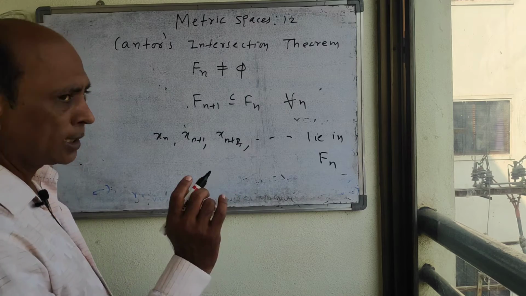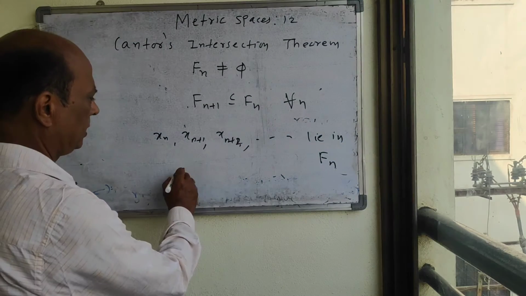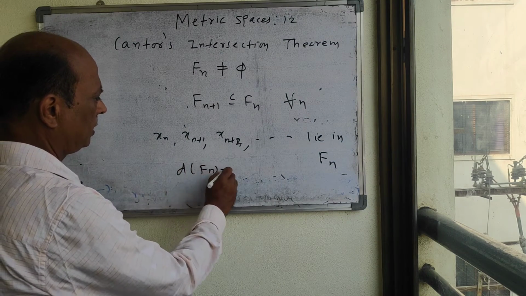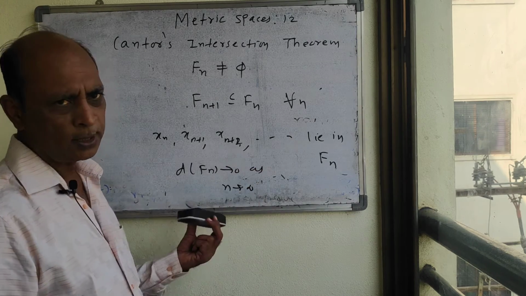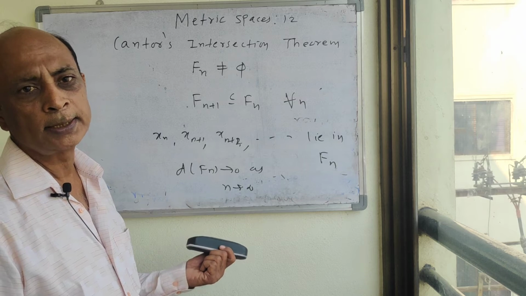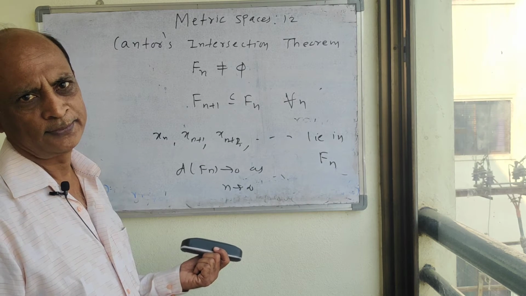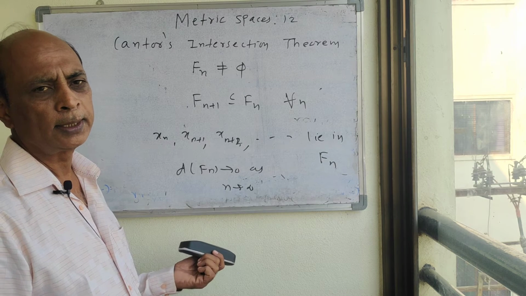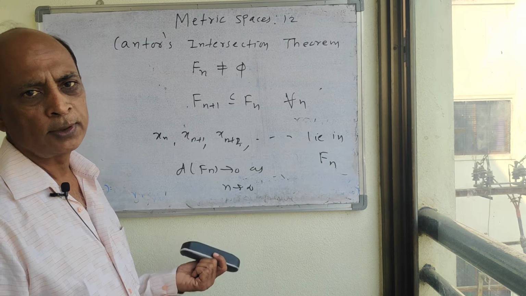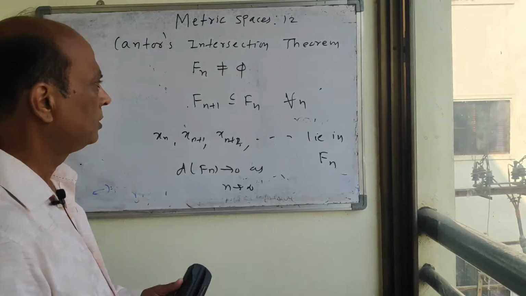Also, what is given in this theorem? The next point: d of Fn tends to 0 as n tends to infinity. Now, what is d of Fn? d of Fn means the diameter. We have taken this definition in our first video lecture. That is the diameter.